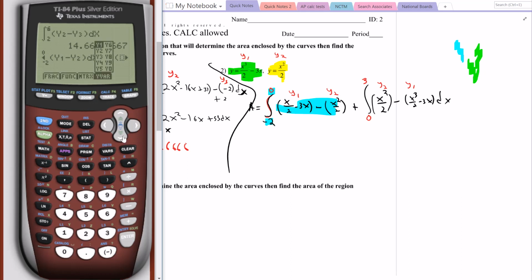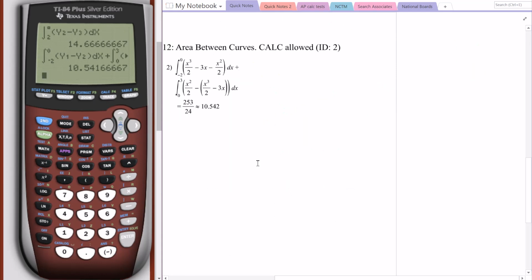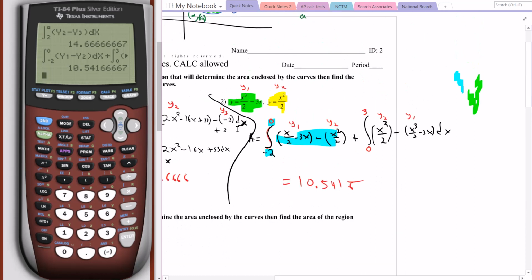alpha trace. I was saying math before. y2 minus alpha trace y1 there with respect to x, and we integrate this, and it's going to give us 10.5416. Let's make sure we got the right answer. 10.542. Yes, we did. And again, it's important that you actually set up these integrals, right? I don't just want this answer. I want to see these integrals on there as well.